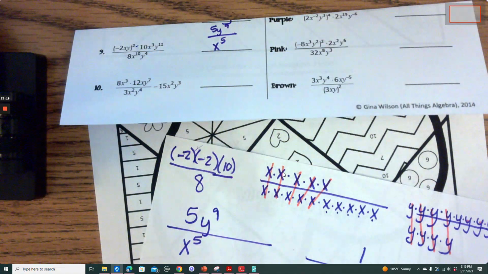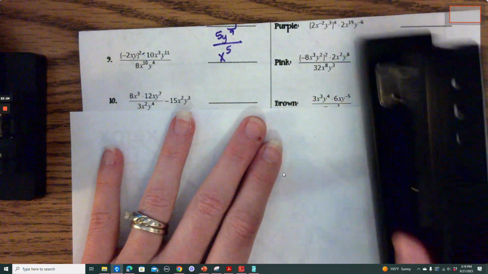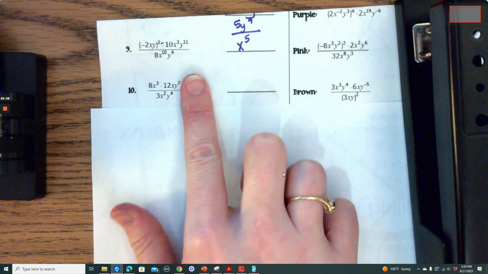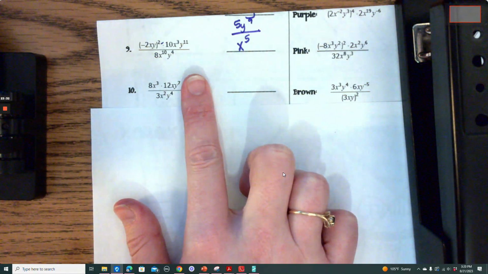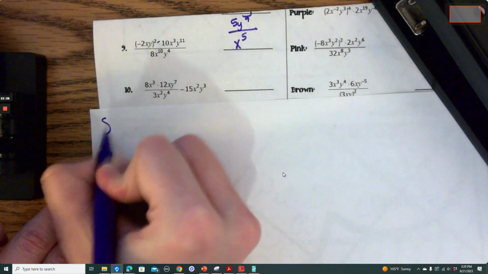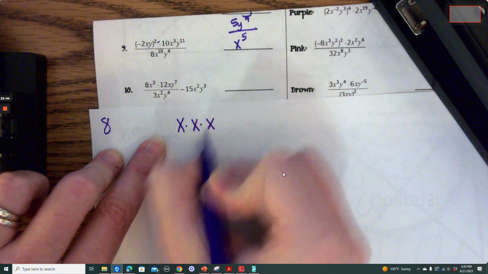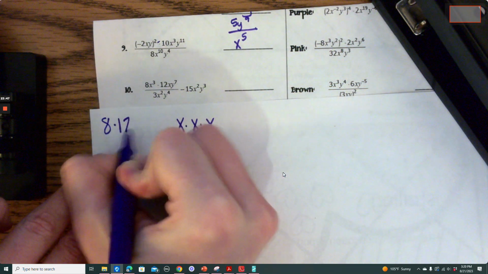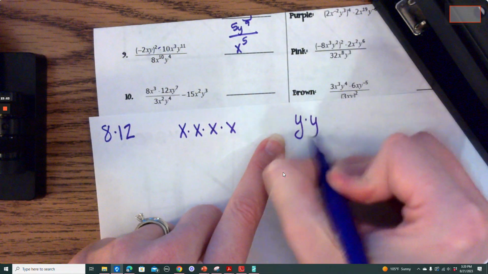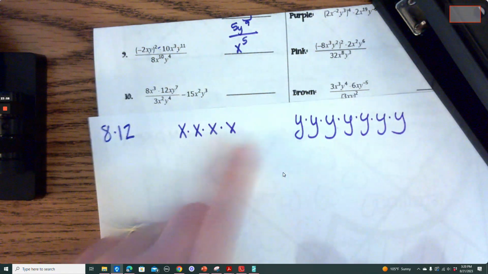The other side is going to be so easy, and you'll see why here in just a second. I know you're thinking, nope, but it is. Okay, I've got a subtraction sign in here. So I want to focus on everything in front of that subtraction sign. Okay? So I've got an 8 on top. I've got x cubed on top, so 3 x's. I've got a 12 on top. I've got an x on top, and then I've got 7 y's. 4, 5, 6, 7. Now I'm going to look at the bottom.